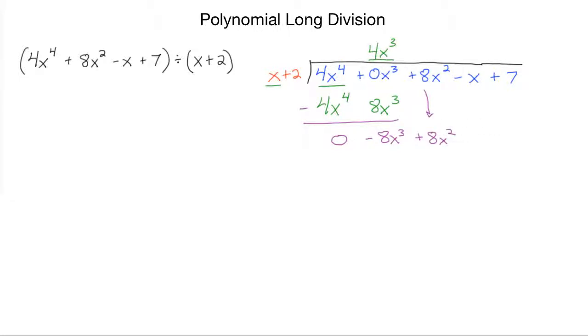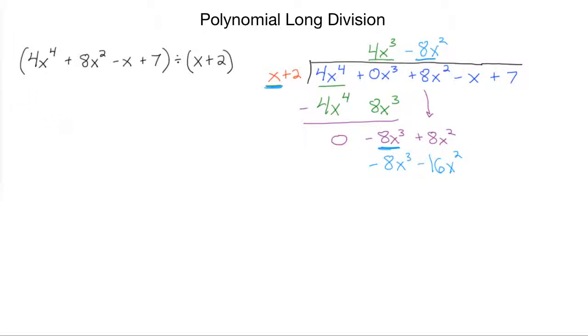All right, now let's figure out what we got. I'm going to focus on this x. I'm going to focus on the first term of this new binomial, or this couple terms that I'm working with. What do I need to have here that's going to multiply by x to turn into negative 8x to the 3rd? Well, I need a negative 8 for sure, and I need an x squared. Negative 8x squared times x is going to give me the negative 8x to the 3rd. But I got to distribute it to the 2 as well. So negative 8x squared times 2 is going to be negative 16x squared.